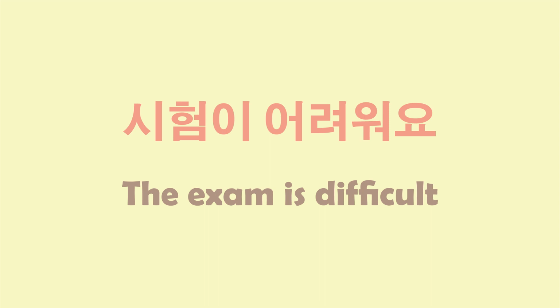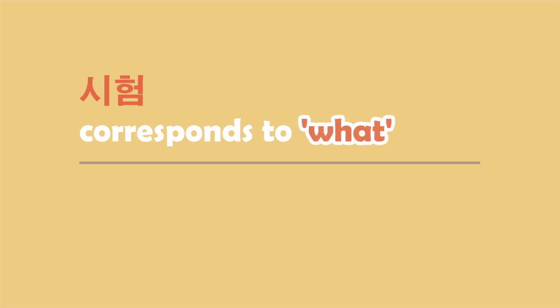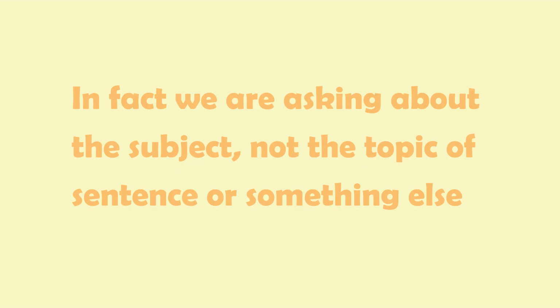시험이 어려워요. The exam is difficult. What is the subject of this sentence? Yeah, it's 시험. 시험 means exam. It has 받침. So, we added 이. And 시험 corresponds to what? Actually, this sentence can be the answer to the question, what is difficult? In fact, we are asking about the subject, not the topic of the sentence or something else.